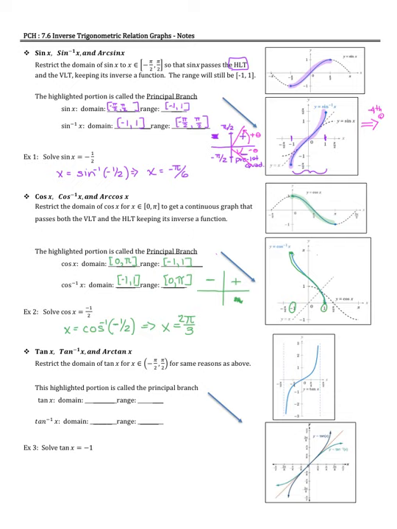All right, so notice that from 0 to pi over 2 right here, that's the first quadrant, and then pi over 2 to pi, that represents the second quadrant. So you're pulling your values from the second quadrant.